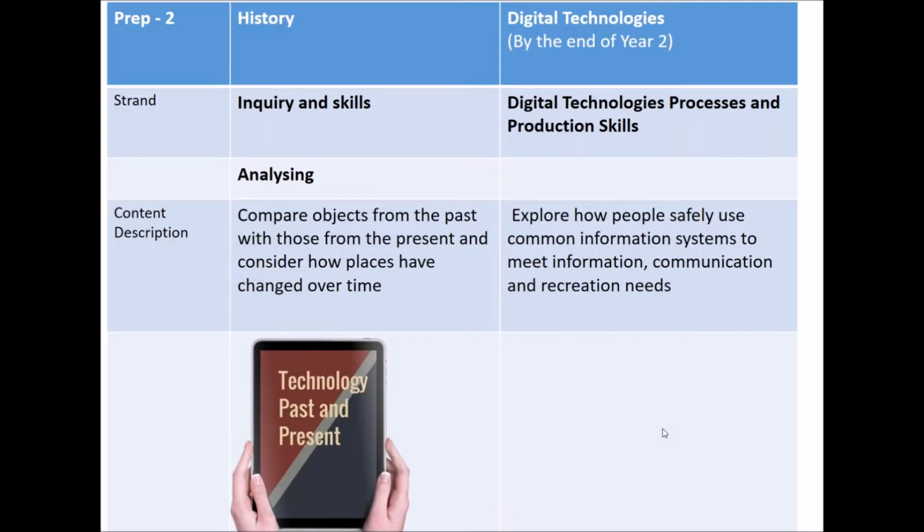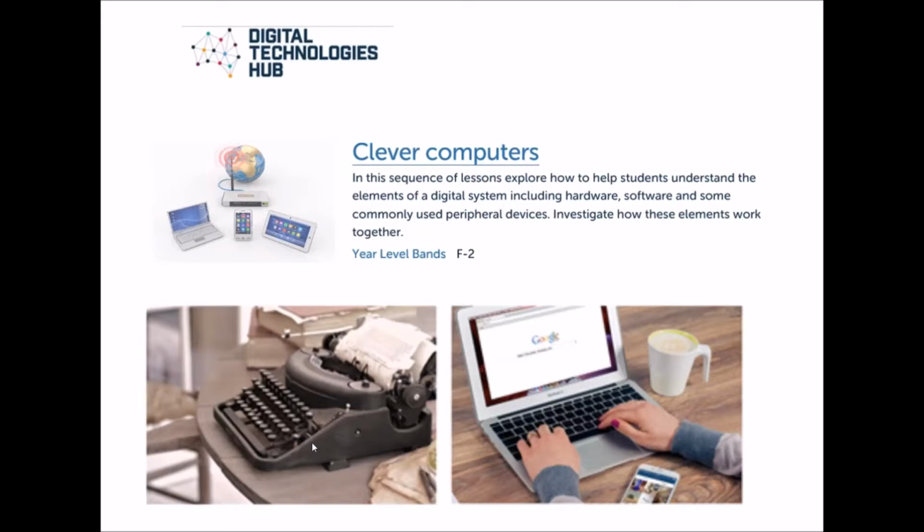And I think on the next slide, one of the units that I actually wrote for the Hub is Clever Computers. And this is where students start to understand the elements of a digital system. What is a digital system? What is the difference between hardware, software? Now, I know this is an F to 2, but I think this is a really important thing to discuss with some of our older students too, and actually understanding what a system is and how all of the components fit together.